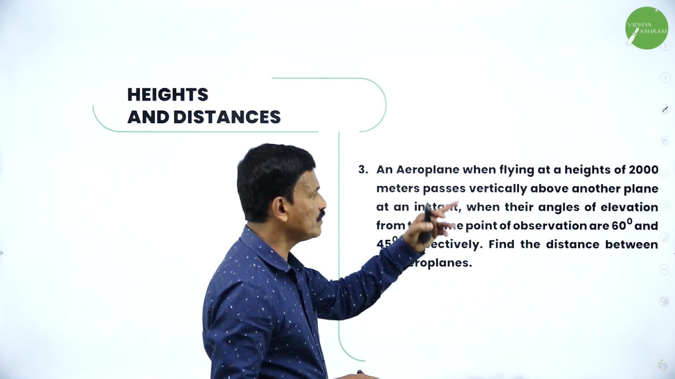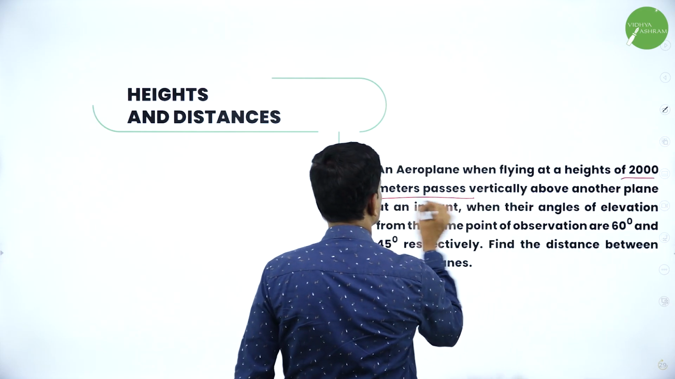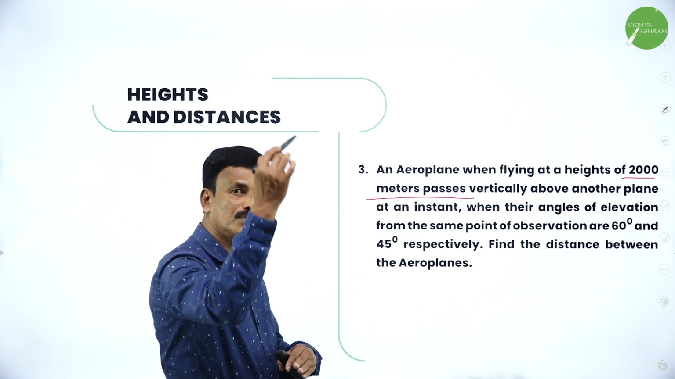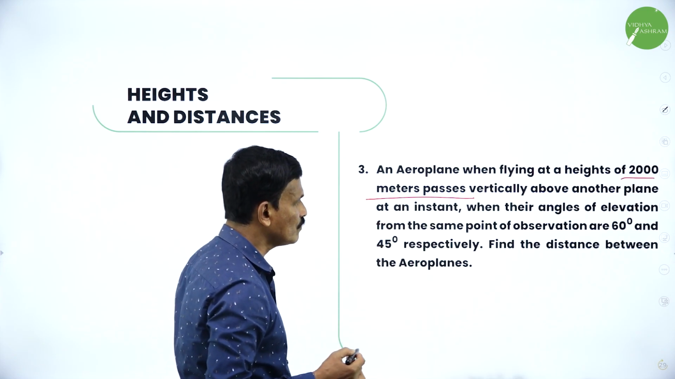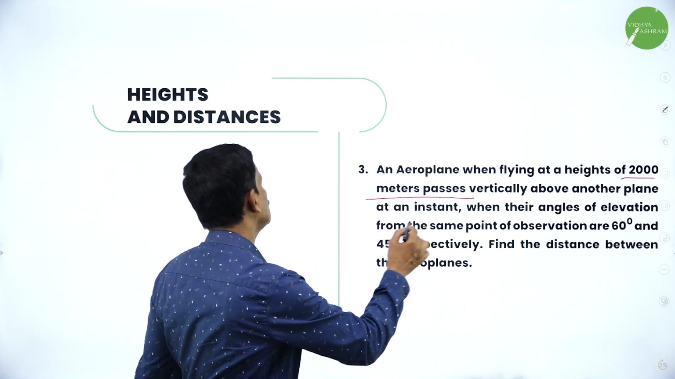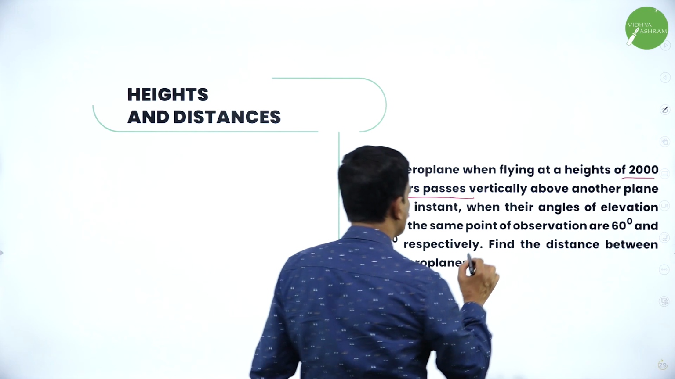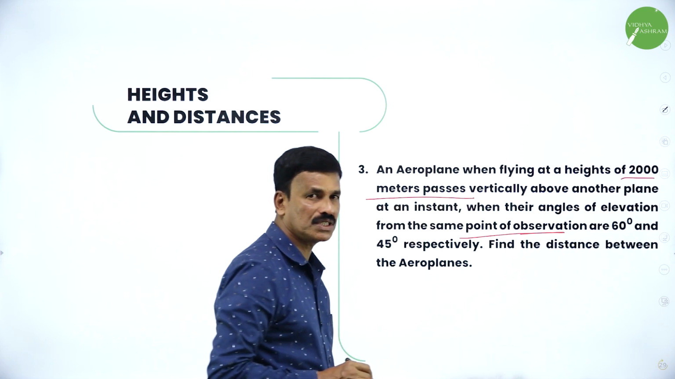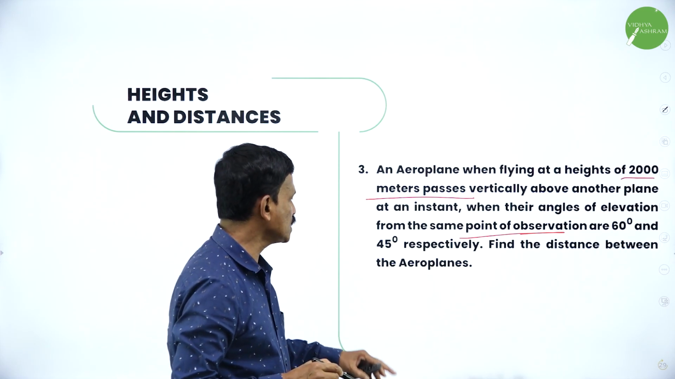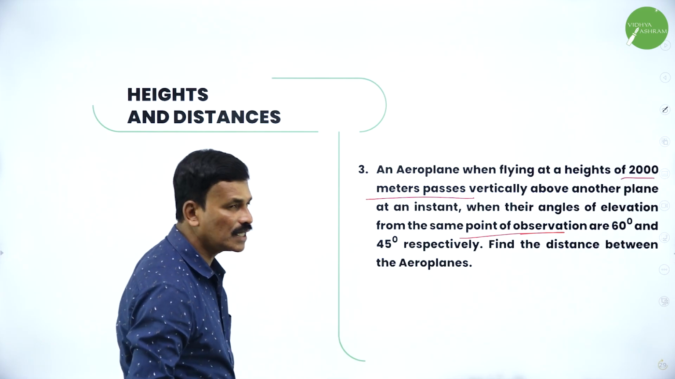So the aeroplane, when flying at a height of, what is the height given? 2000 meters. The height is 2000 meters, vertically above another plane, at an instant when the angles of elevation are given to be 60 degrees and 45 degrees respectively, from the same point of observation. Then find the distance between the aeroplanes. Now let us draw the diagram for this.